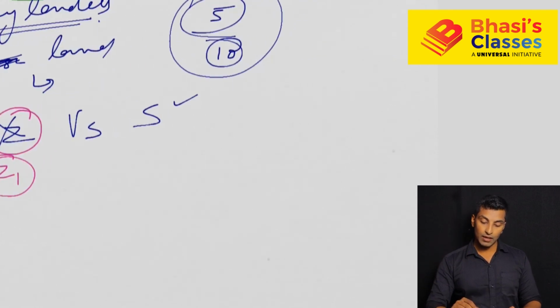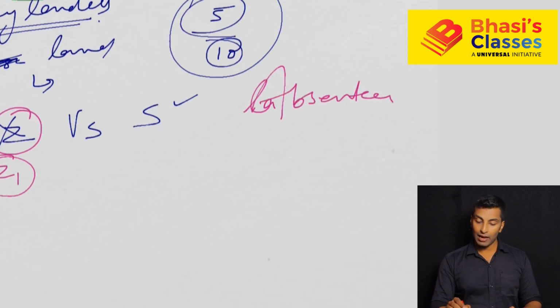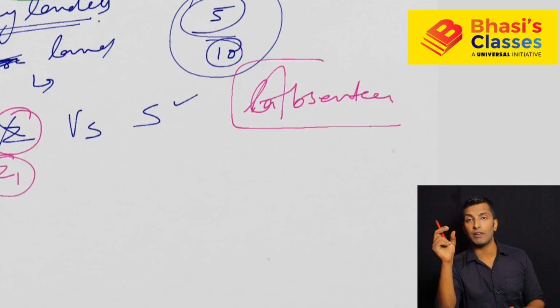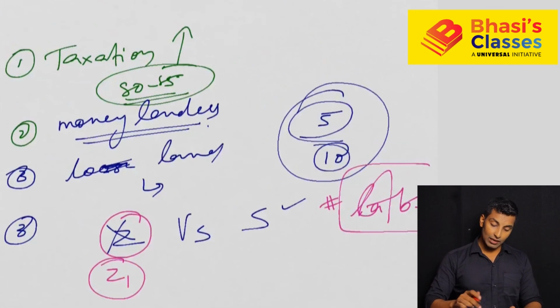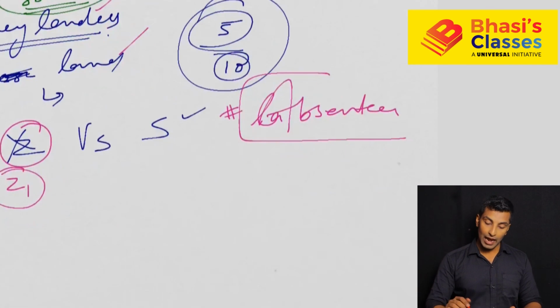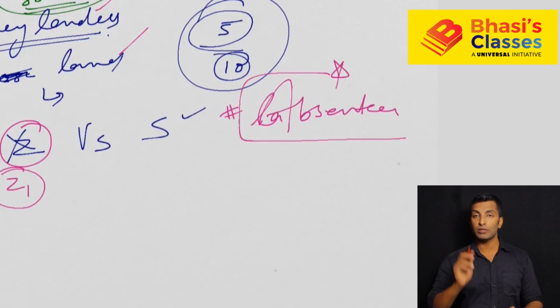This leads to a situation that we call absentee landlordism. Absentee landlordism is a specific or typical feature of the zamindari settlement or permanent settlement. Very, very important point. The other points that we have discussed are common in all settlements, but absentee landlordism is very specific to the zamindari settlement.